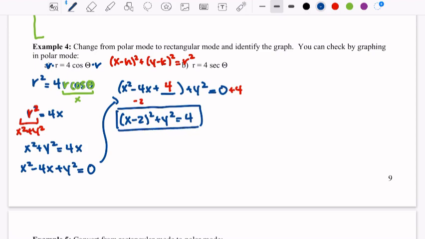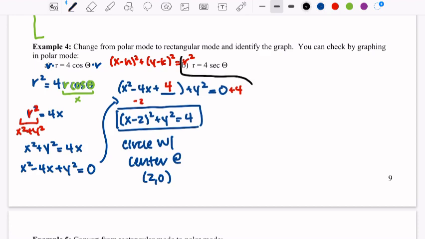And for this, what do we know about this circle? Well, it's a circle with a center at 2, 0. All right, I didn't write very well, so let's write this, and then we'll look at B.